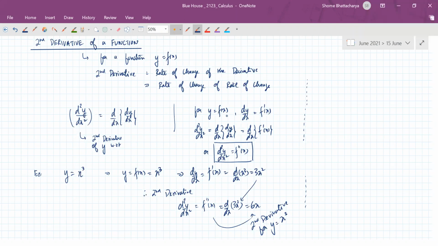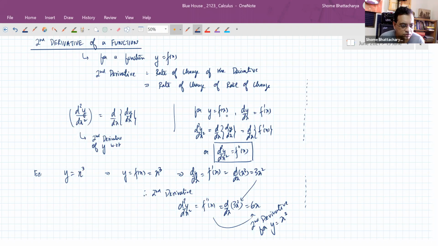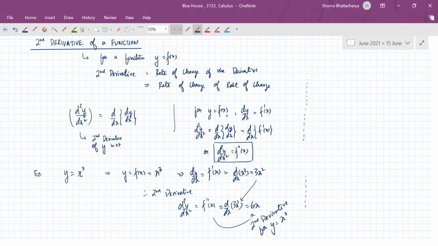But in this example, y equals x cube, after the third derivative we would get a constant, right? If we differentiate the second derivative, we'll get a constant, and then if we differentiate that one, we'll get 0. So a function may have only a certain number of derivatives as far as the nth derivative is concerned. But there are certain functions which have an infinite number of derivatives, like sine x, e raised to x, which is also a very good example. For that matter, even ln x, you can go on differentiating it and you'll keep getting some derivative.